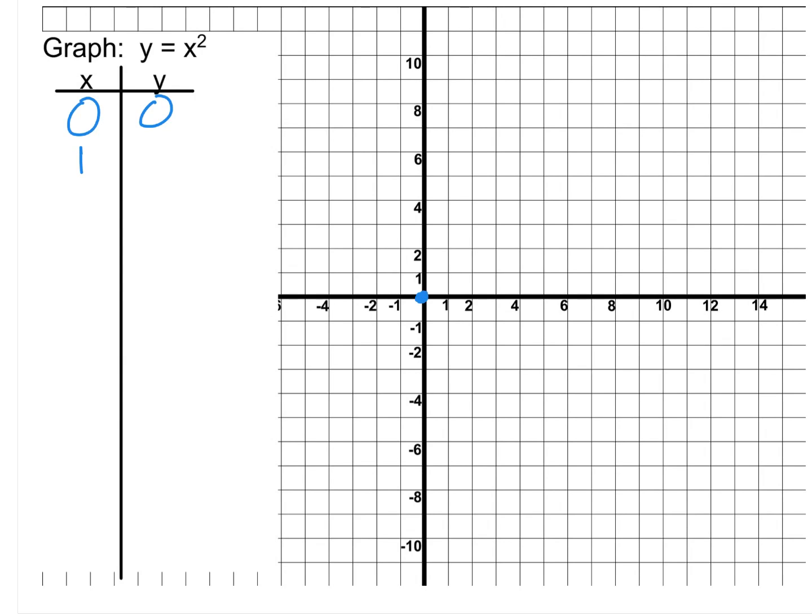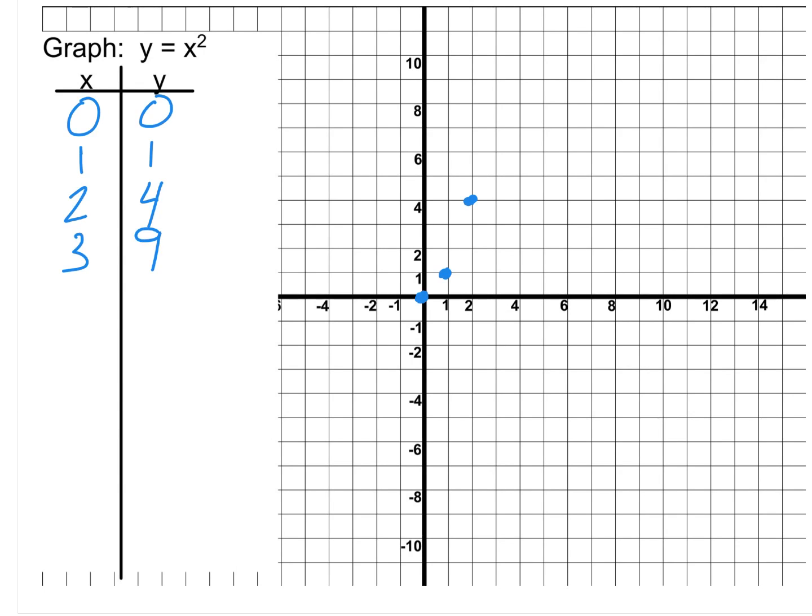Okay, what if x is 1? What's 1 squared? 1, because 1 times 1 is 1. All right, so far this is exactly the same as our absolute value, but that's about to change. What if x is 2? What's 2 squared? So I got the point 2, 4. So notice this is where things start diverging from our absolute value graph that we had before. All right, let's keep going here then. If x is 3, what is y?